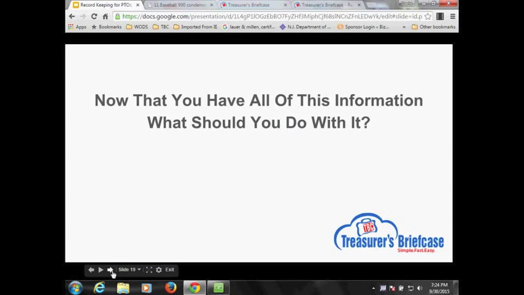So now that you have all this information, what do you do with it? What do you do with all this new knowledge you've obtained? You learned the 3 buckets the IRS wants you to focus on. You've learned what typically goes in those buckets. You understand you have to be ready to provide your tax returns at any moment. And finally, we've suggested some record keeping rules.